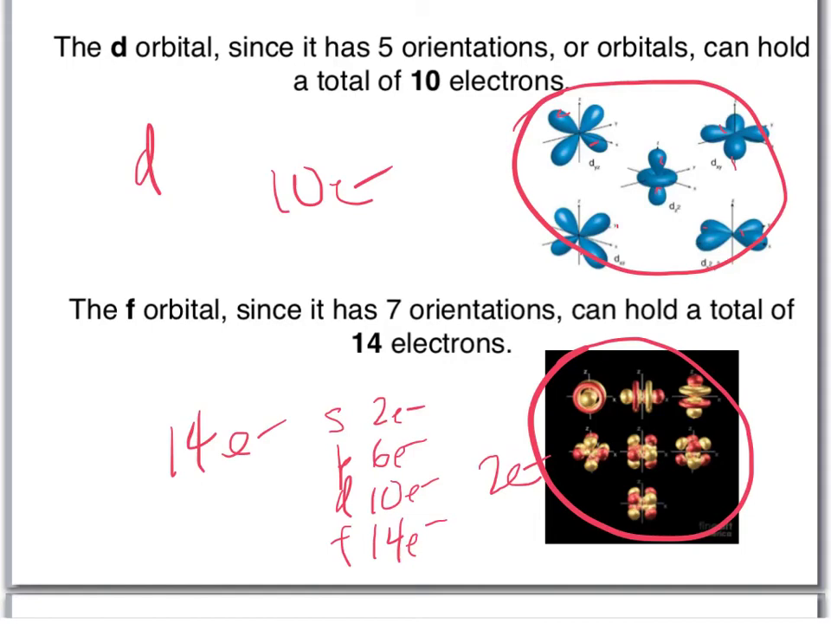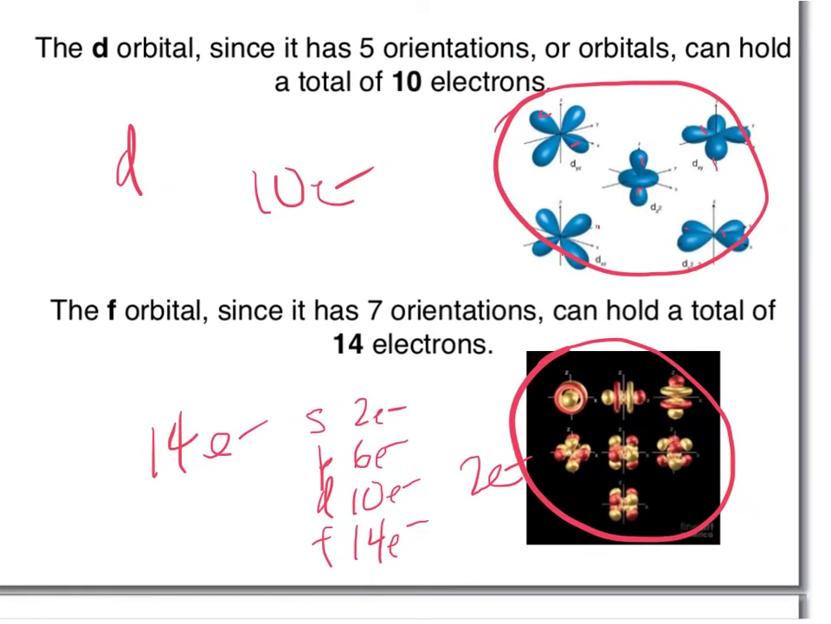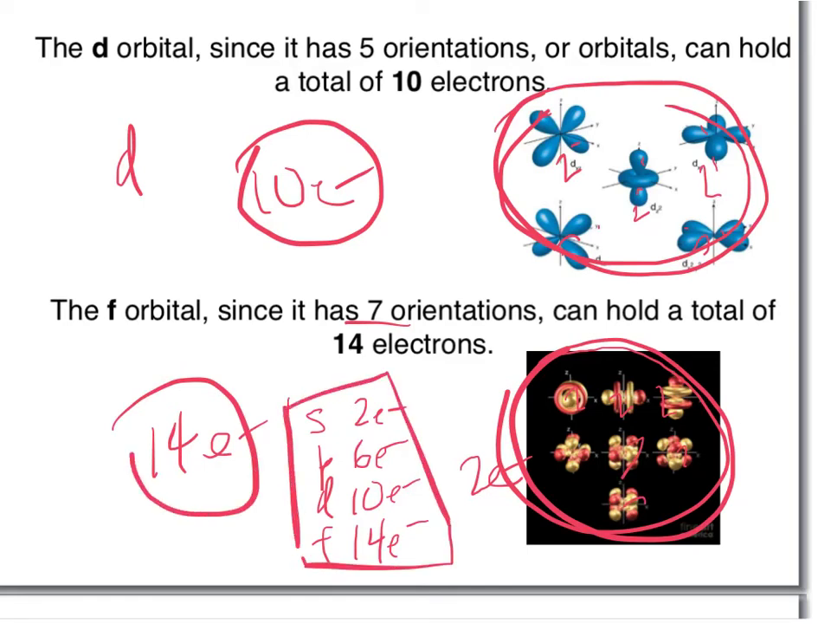The D orbital, since it has 5 different orientations, each one of those can hold 2 electrons. It can hold a total of 10. And then the F's, since there are 7 different orientations, each one of those can hold 2. That gives a total of 14 for the F. So to sum it all up, S can hold 2 electrons, P can hold 6, D 10, F can hold 14 electrons.